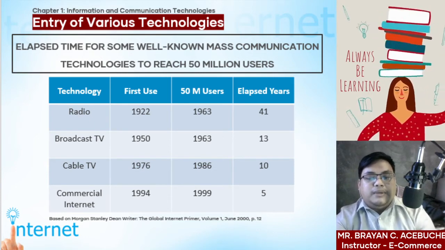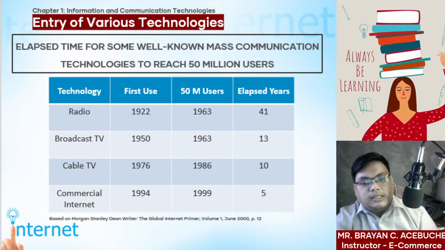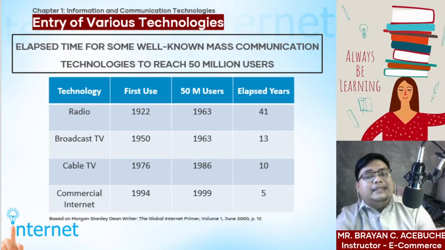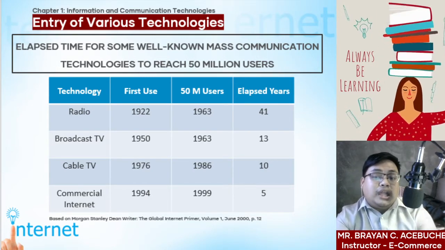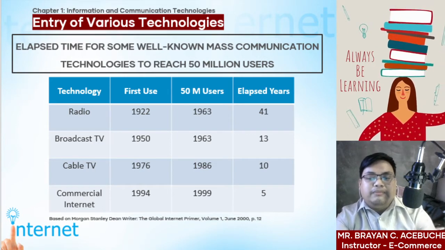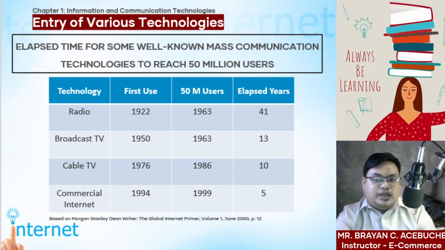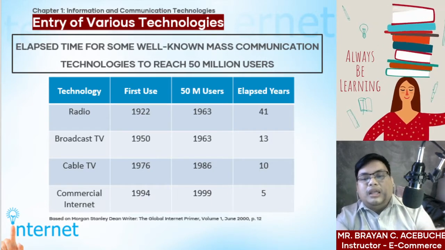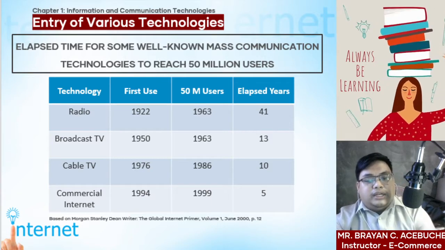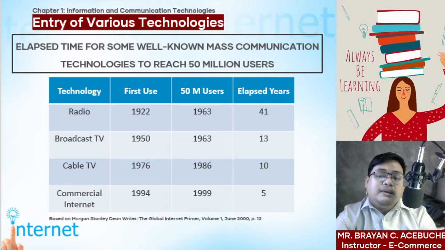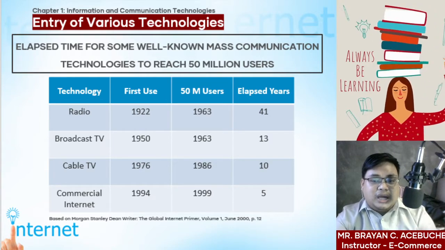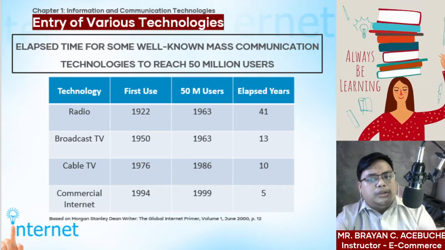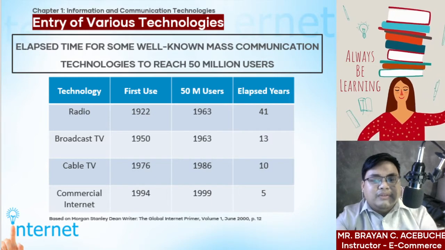And look, cable TV. In cable TV, 1976 was first used, and it reached 50 million users in 1986. And it took 10 years para ma-reach yung 50 million users. And look at the commercial internet. The commercial internet was introduced in 1994, first used, and then na-reach ito ng 50 million users ng 1999. It took only 5 years para ma-reach ang 50 million users. Wherein the other technologies, it took about 41, 13, and 10 years bago ma-reach yung 50 million users.